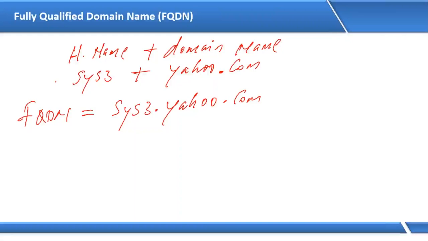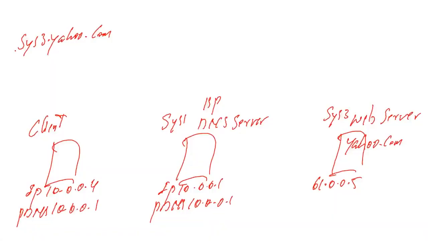It's done, finished. Now the second thing: how are we accessing the website here? See, this diagram is very short. This is my system3's web server, IP 61.0.0.5, and the website is hosted by the name yahoo.com. And this is my ISP DNS server, that is 10.0.1. From this ISP, this client, this user is taking an internet line. ISP has given the IP 10.0.0.4 and the preferred DNS is 10.0.0.1.